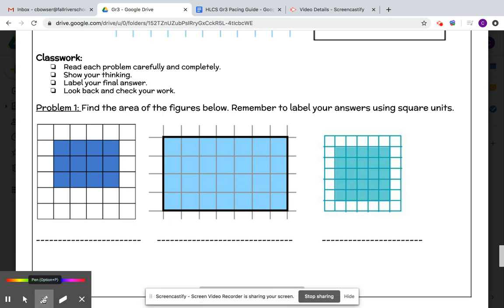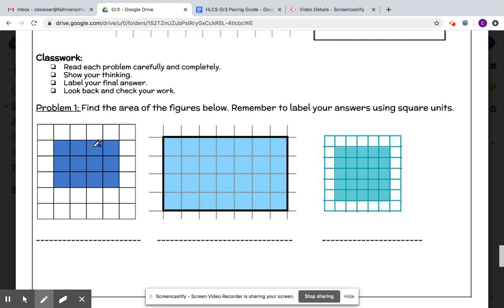This is problem 1 for grade 3 for April 27th. It says, find the area of the figures below. Remember to label your answers using square units. So our first figure. So we can count squares.